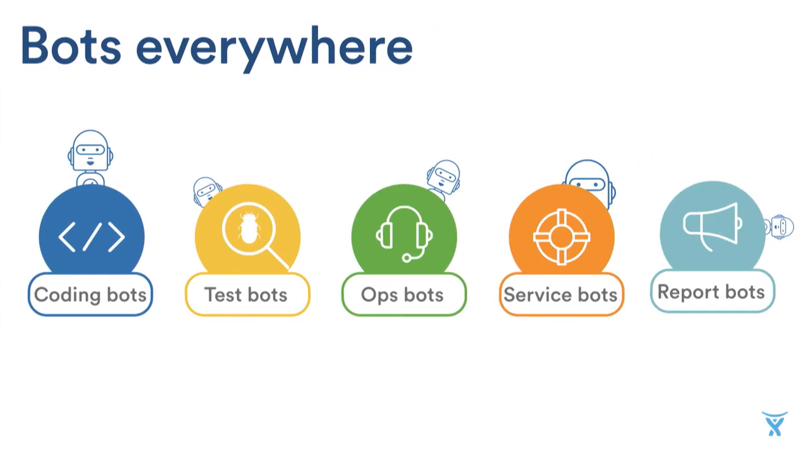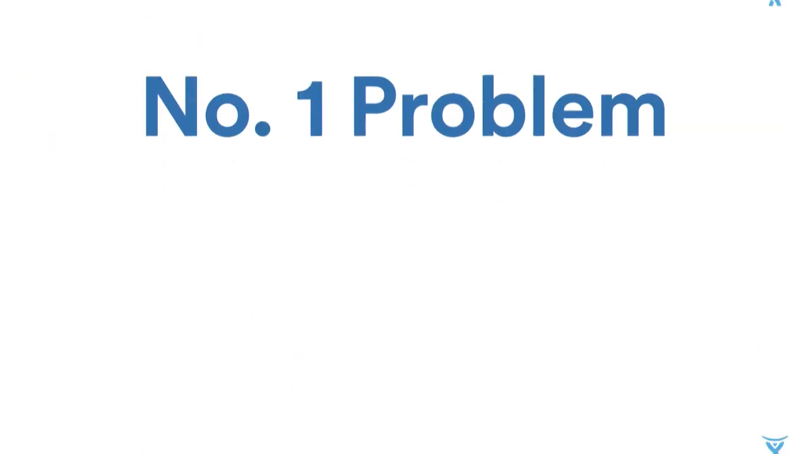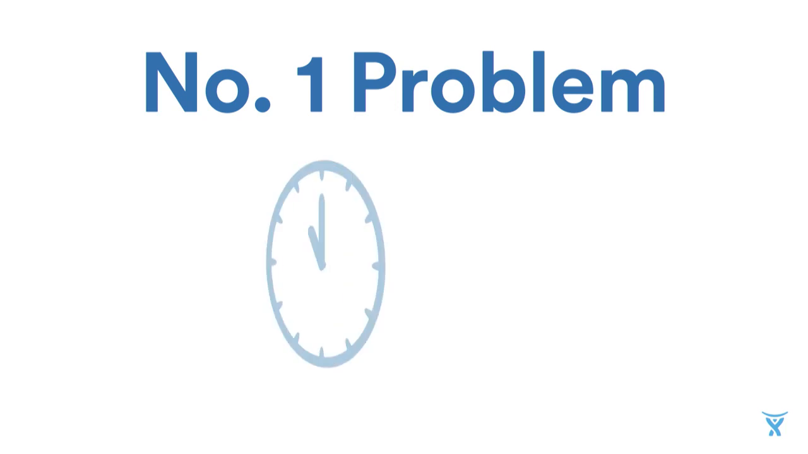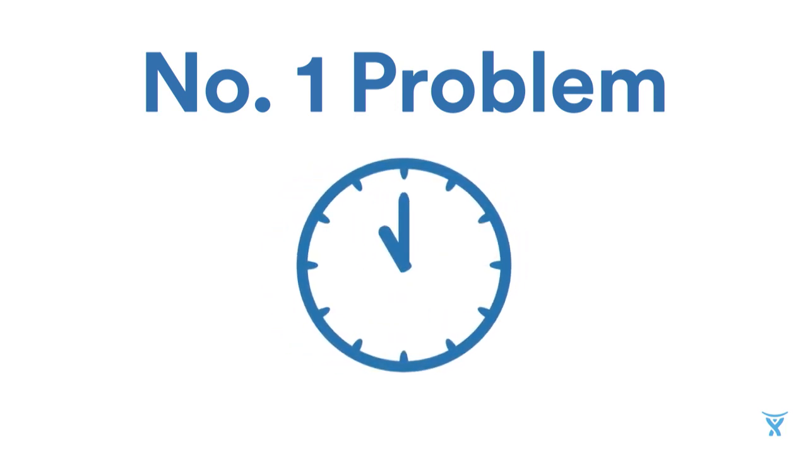All right. So I've been talking about coding bots, test bots, ops bots, service bots, report bots. So bots are actually everywhere. Not just continuous integration, continuous delivery. We can automate much more than that. But that said, the number one problem that people have is this: we never find time to automate stuff. We never have time for that. We're chasing our sprint goals.